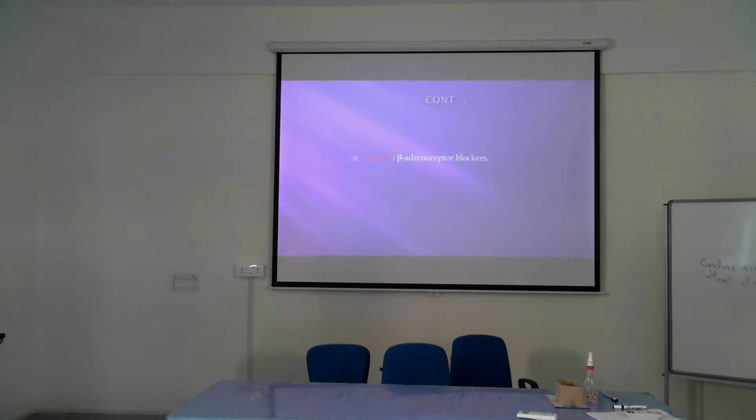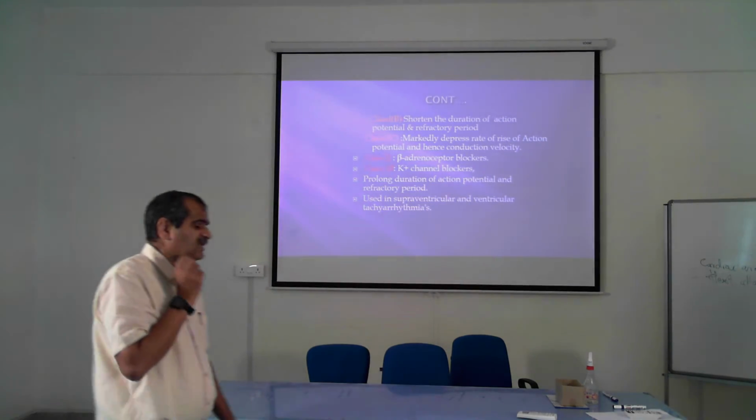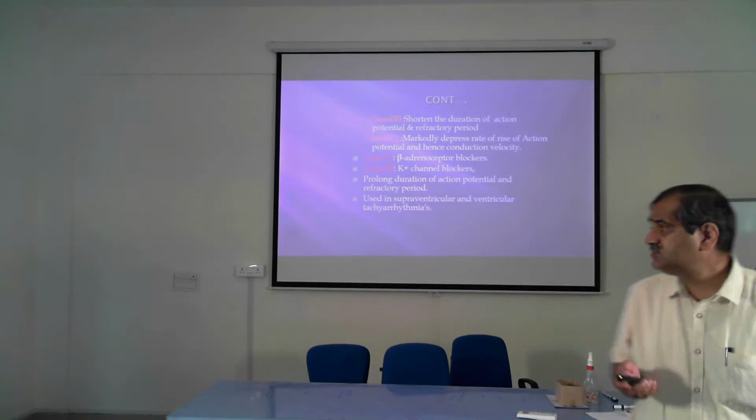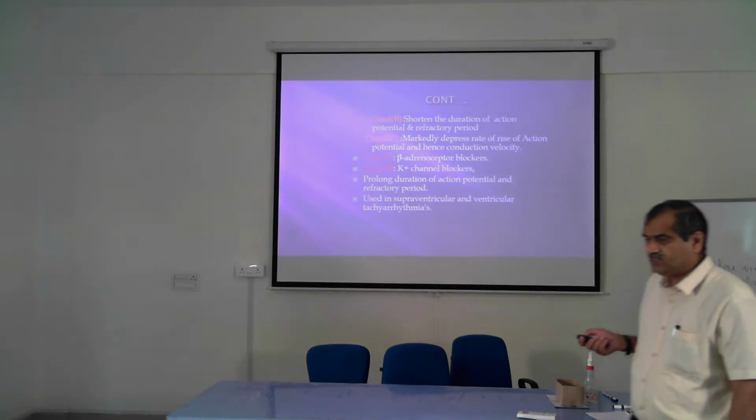So the class 2 drugs are the beta adrenoceptor blockers, and there are varieties of these drugs. And the third one, the potassium channel blockers. So we will see what all the potassium channel blockers are. The potassium channel is the one which is open during the depolarization process. Later it is going to close. So we need to take these blockers because the duration of action potential is prolonged, then the refractory period will be prolonged. That's also one of the things to be studied.